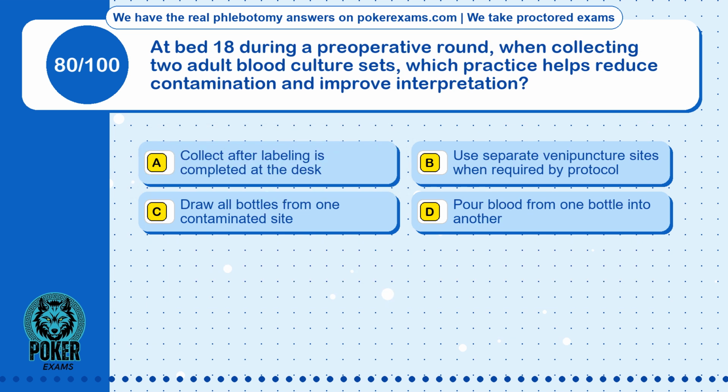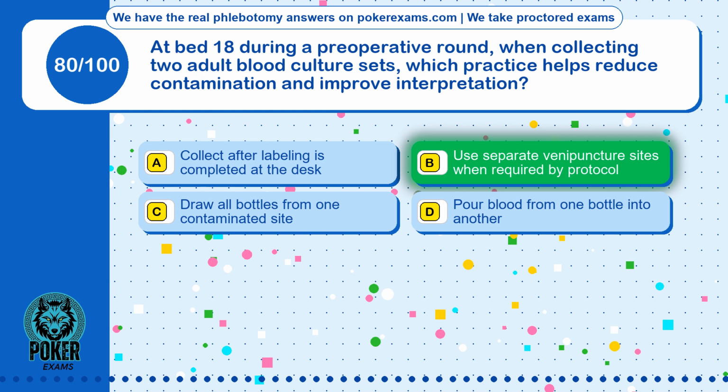Question 80. At bed 18 during a preoperative round, when collecting 2 adult blood culture sets, which practice helps reduce contamination and improve interpretation? Option A. Collect after labeling is completed at the desk. Option B. Use separate venipuncture sites when required by protocol. Option C. Draw all bottles from one contaminated site. Option D. Pour blood from one bottle into another.